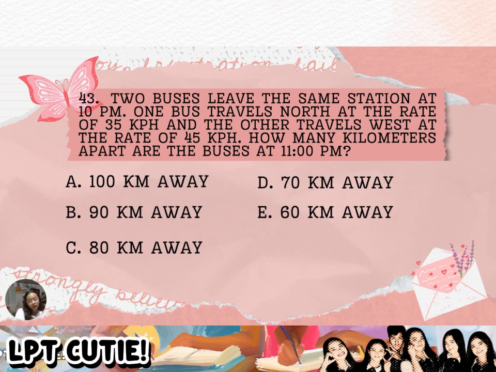Now, for our 43rd question, we have here two buses leave the same station at 10 p.m. One bus travels north at the rate of 35 kilometers per hour, and the other travels west at the rate of 45 kilometers per hour. How many kilometers apart are the buses at 11 p.m.? So letter A, 100 kilometers away. Letter B, 90 kilometers away. Letter C, 80 kilometers away. Letter D, 70 kilometers away. Or letter E, 60 kilometers away. So the answer is letter C, 80 kilometers away.